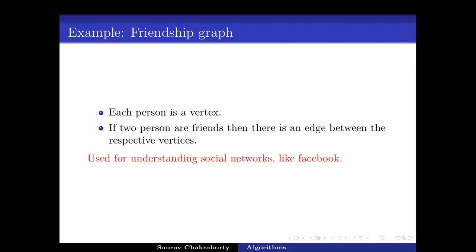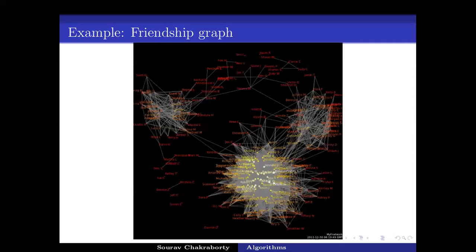If two persons are friends on Facebook, maybe there is an edge. Or suppose on Twitter two persons follow each other, then maybe they are connected. Let's consider the case of Facebook. Every person is a vertex, and if two persons are friends, they are connected by an edge. This is probably a sample picture of a small part of the Facebook graph.